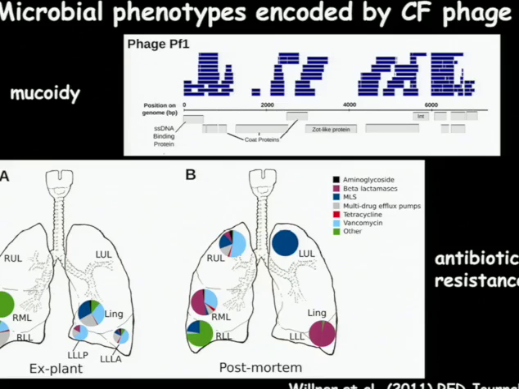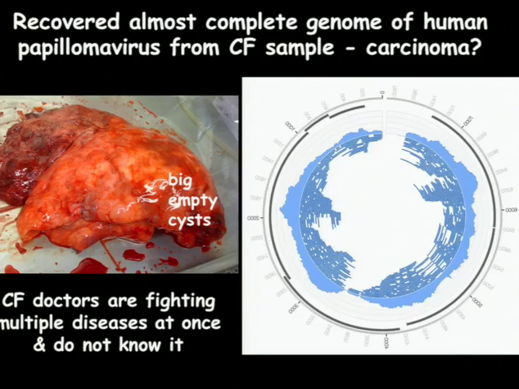So here's one, this is Pf1, and it's associated with the mucoid phenotype of the Pseudomonas aeruginosa, which is one of the ways that it kind of blocks up the lungs, and that's carried by this phage. And then here's, of course, antibiotic resistance, which is what everybody is usually interested in, and you can see that the antibiotic resistance is actually very different in all parts of the lung, and it's carried by the viruses.